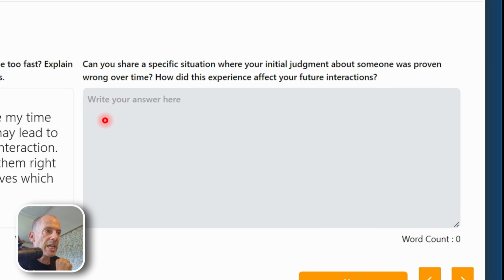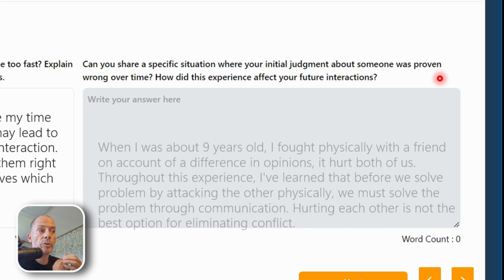And it says, can you share a specific situation where your initial judgment about someone was proven wrong over time? How did this experience affect your future interaction? So that's really important to pay attention to: judgment, how it was proven wrong, how did it affect your future interaction. And here's what he wrote.